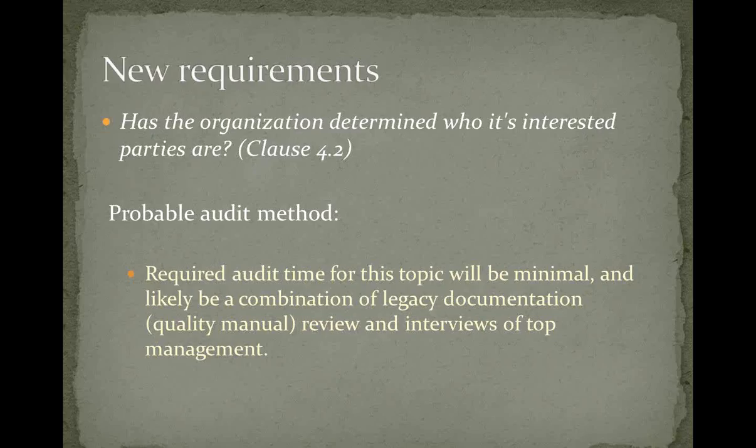Clause 4.2 directs auditors to inquire, has the organization determined who its interested parties are? We've been covering interested parties in some of our other webinars. You will no doubt remember that they include both persons close to the company, customers, employees, and that's also defined as folks external to the company. Gets into things like suppliers and unions and so forth.